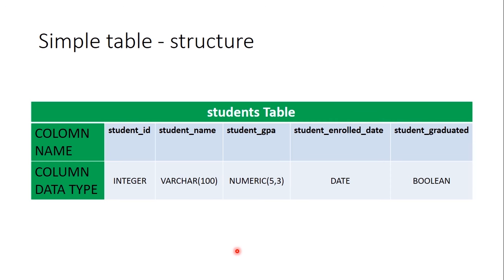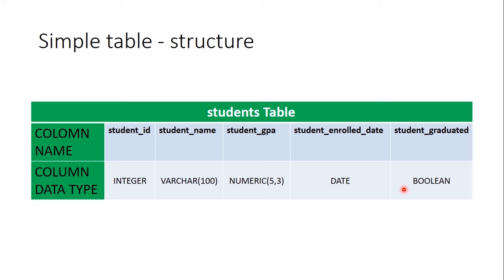So first we are going to create a simple table with 5 columns. The first column is student ID with data type integer, which is whole numbers. The second column is student name with varchar, which is the length of 100 characters. The third column is student GPA with a decimal value with 5 digits and 3 decimal points. The fourth column is student enroll date with the date value, and the fifth column is student graduated detail, which is a boolean value, so we can put yes or no or 1 or 0 value.